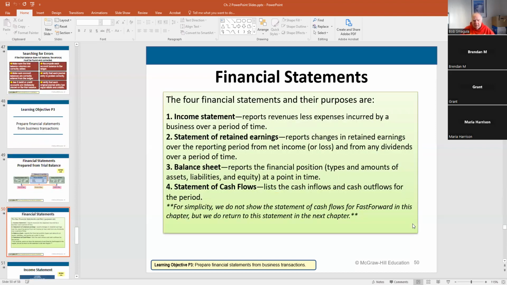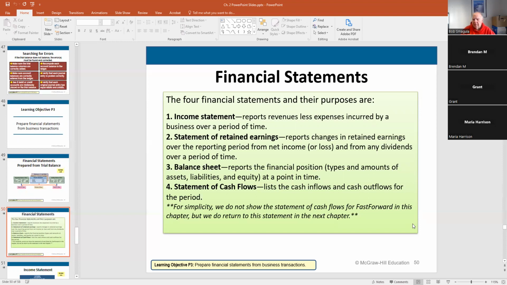The 4 financial statements, what do they do for us? Income statement reports your sales, revenues, less expenses incurred by a business over a period of time. That's all the income statement is. Your revenues listed, totaled up, and then your expenses listed, totaled up. Subtract them, and there's your net income, your income for the period.